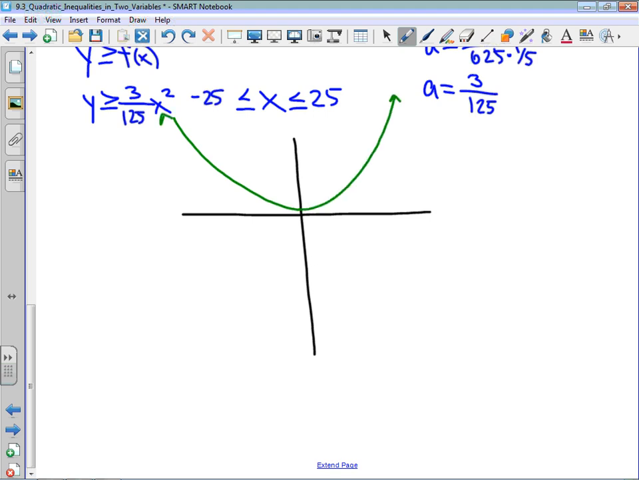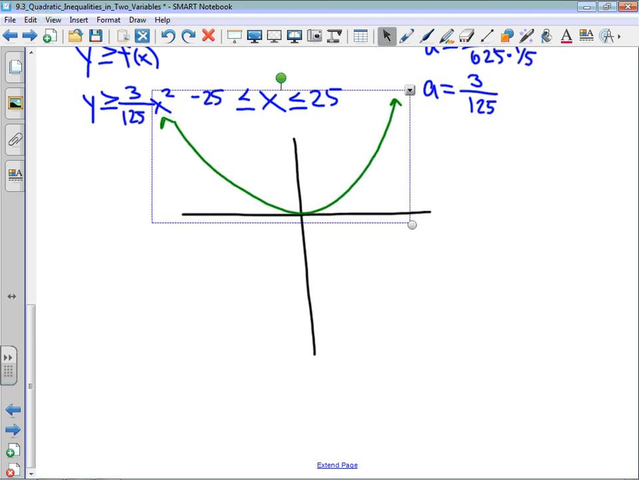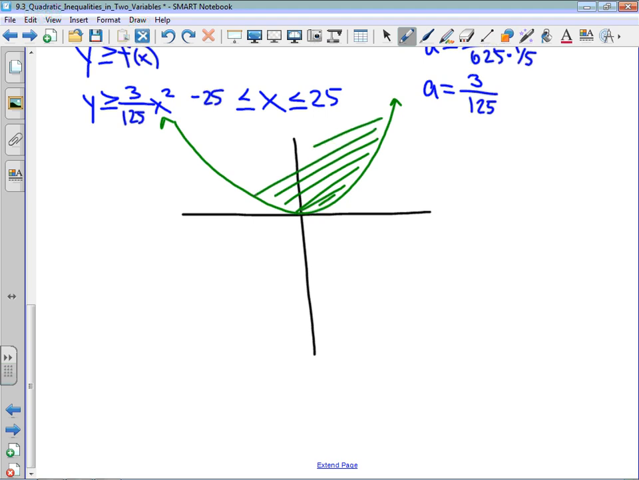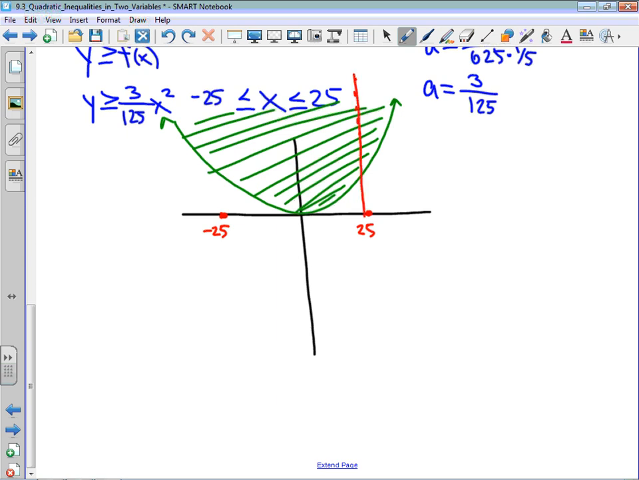And this is part of the problem with word problems. The parabola itself is everything above this region, and I'm going to shade that in green. Or everything above this line. The other inequality, though, is that x has to be greater than negative 25 and less than positive 25. So I'm just arbitrarily going to put negative 25 here, and positive 25, try to make it roughly symmetrical, is right here. That region, and I'll draw these solid lines, is drawn in red.